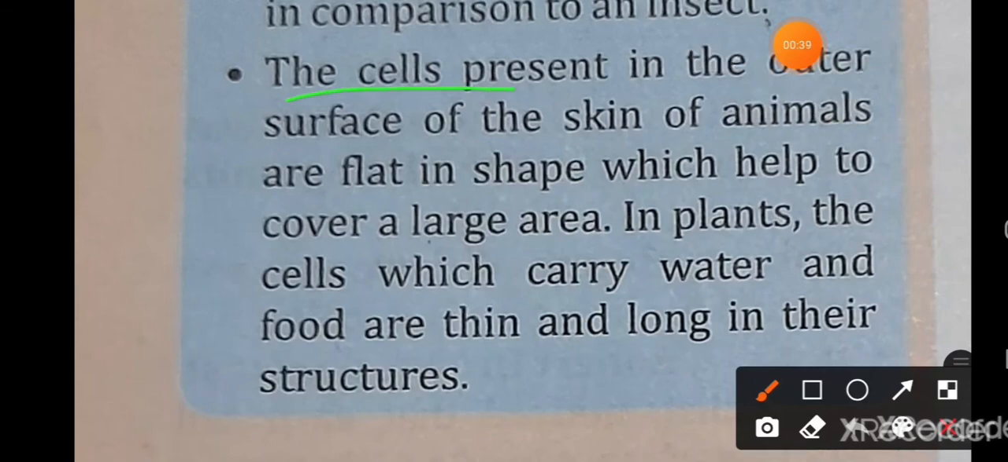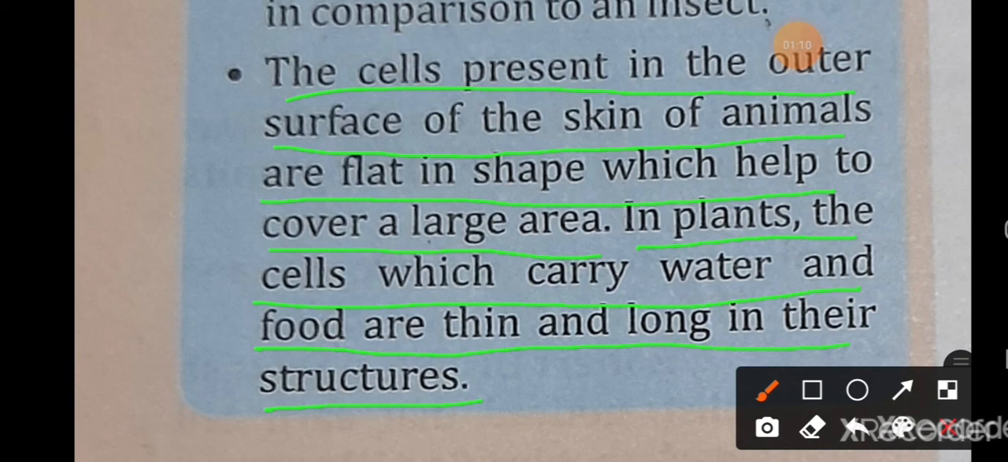The cells present on the outer surface of the skin of animals are flat in shape, which helps to cover a large area. In plants, the cells which carry water and food are thin and long in structure. So the cell size is very small in all organisms, either large or small. The size of an organism depends on the total number of cells.